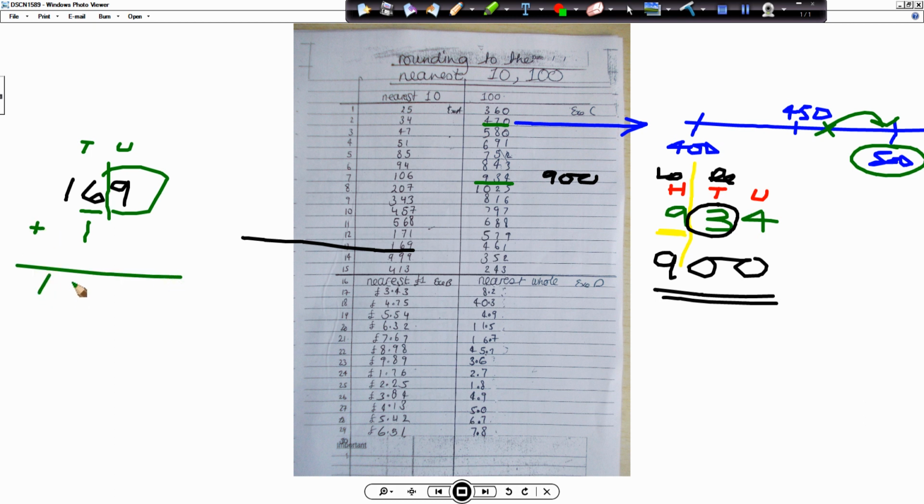So we have 7. What do we do with the gap here? Add a 0. So 169 rounded up to the nearest 10 will give us an answer of 170. Remember, this is nearest tens. These are nearest hundreds. Now let's have a look at how we do something to the nearest whole number or nearest pound. So we have 11.5, for example. If we look at 11.5, we're now to the nearest whole number.